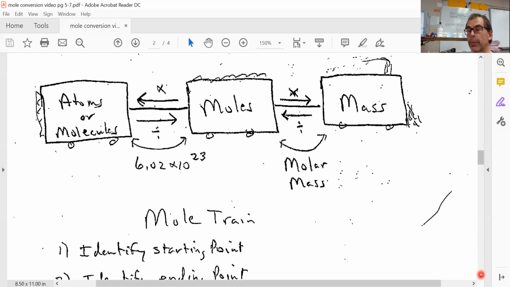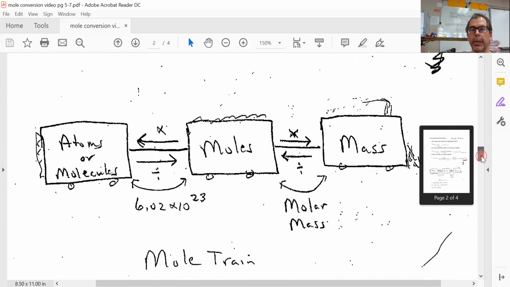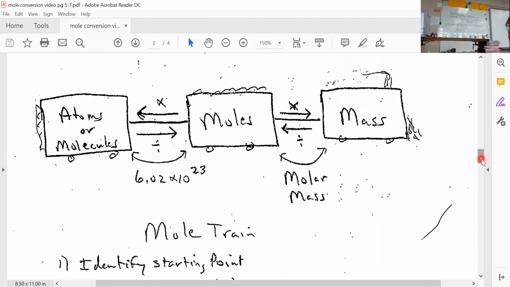So we're going to do some mole train problems. And really the big thing when we do these is identifying your starting point, ending point, and then solve the problem. Okay, this is supposed to look like a little bit of a train. I don't know if that works that good, but I think it sounds like a train. Listen. All right, we have our mole train.